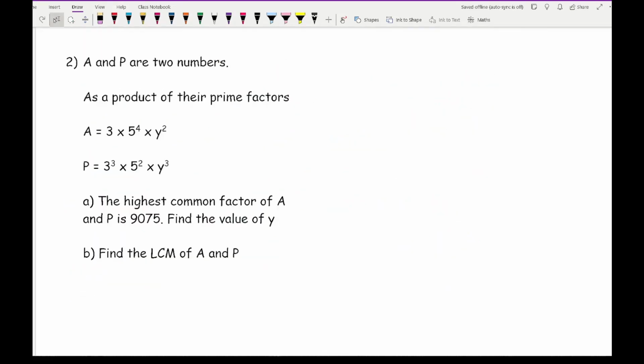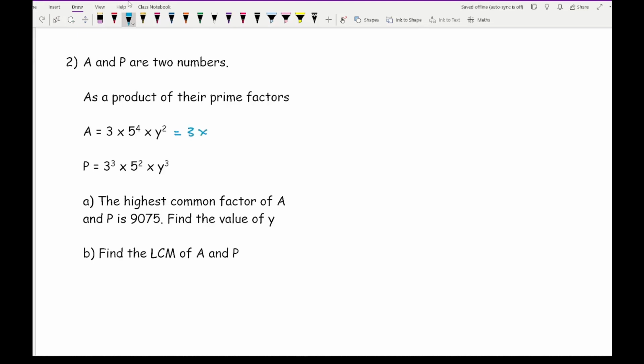So then moving on to our last example, it says that a and p are 2 numbers. As a product of their prime factors, a equals 3 times 5 to the power of 4 times y squared, and p equals 3 cubed times 5 squared times y cubed. It says the highest common factor of a and p is 9075, and the question is asking us to find the value of y.